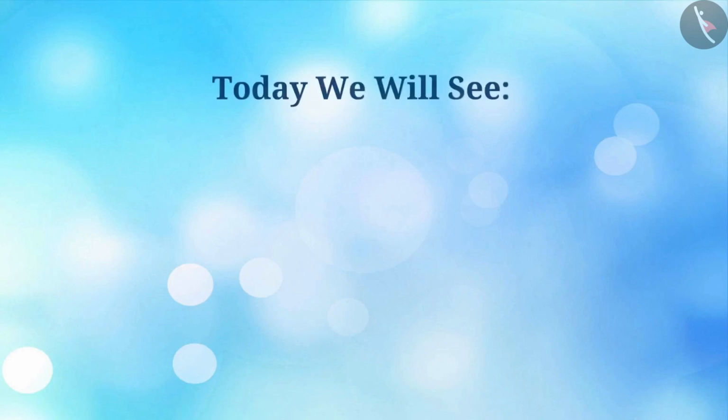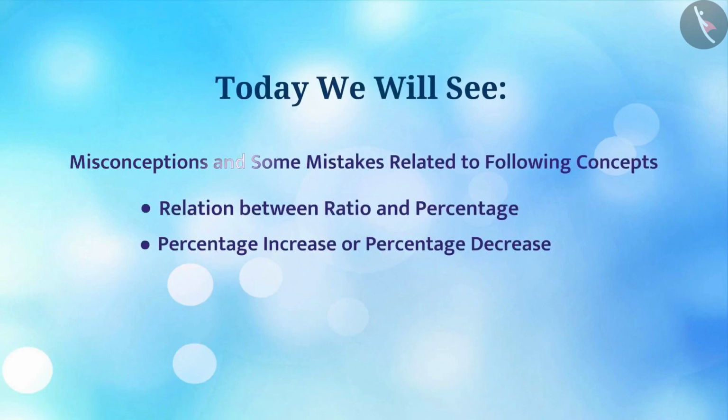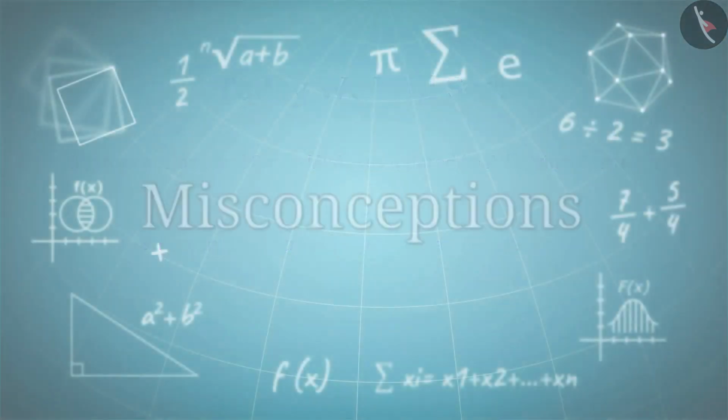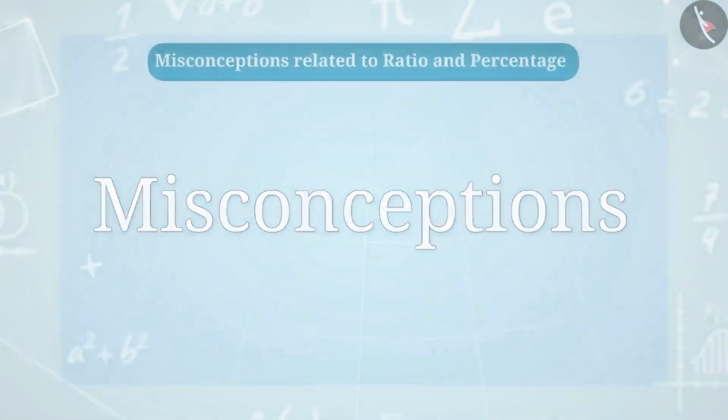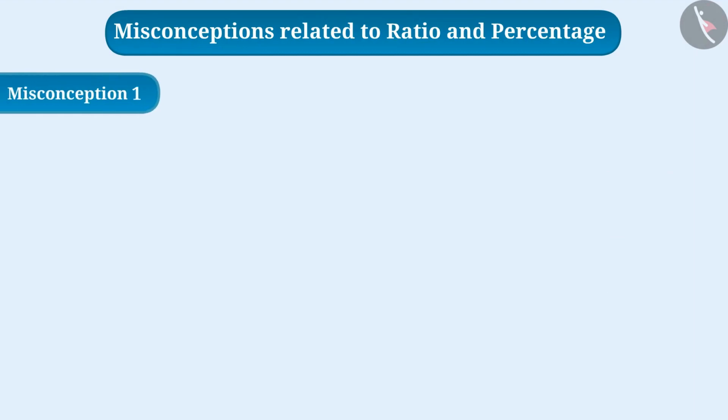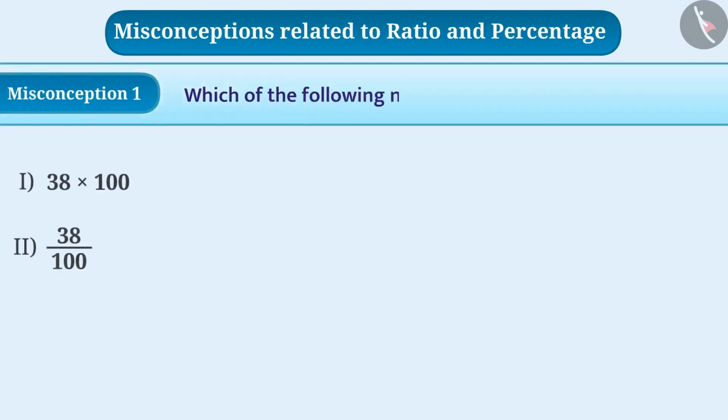Today we will see misconceptions and some mistakes related to the following concepts. Misconception 1. Which of the following numbers has a value of 38%?